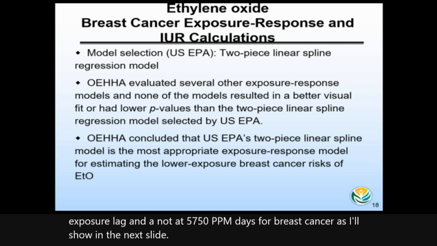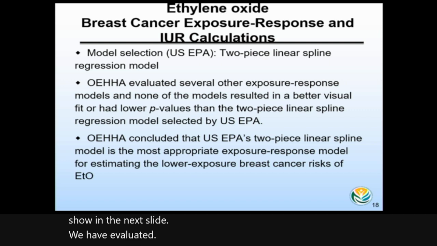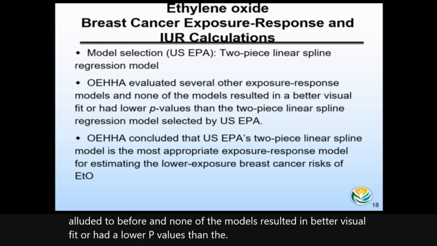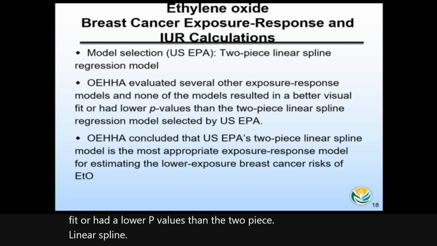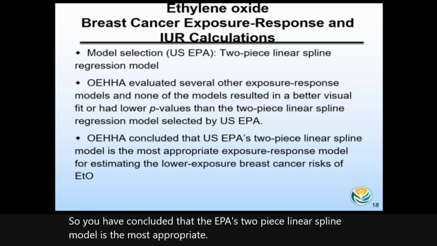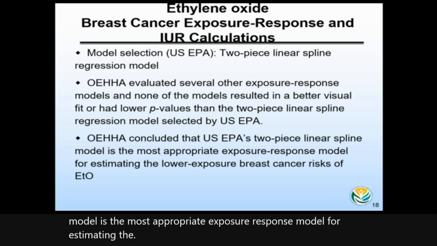We have evaluated other exposure response models, as I alluded to before, and none of the models resulted in a better visual fit or had lower p-values than the two-piece linear spline model selected by EPA. So we have concluded that EPA's two-piece linear spline model is the most appropriate exposure response model for estimating the breast cancer risks for ethylene oxide.